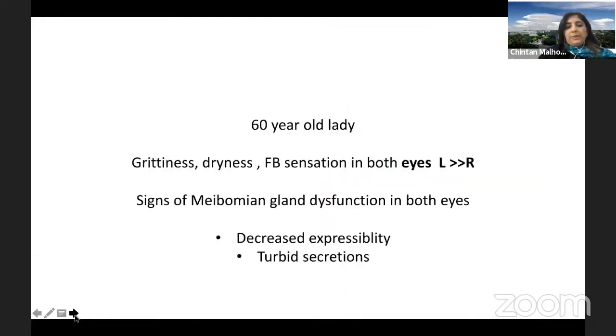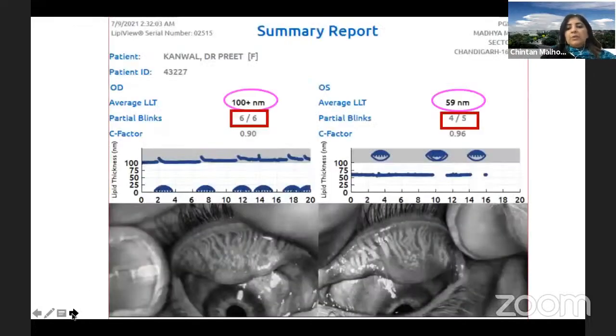So just an example, this is a 60-year-old lady who had foreign body sensation in both eyes, and her symptoms are much more in the left as compared to the right eye. On clinical examination, she had all the signs of a meibomian gland dysfunction, that is, decreased expressibility and turbid secretions.